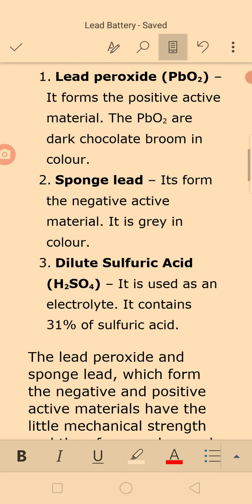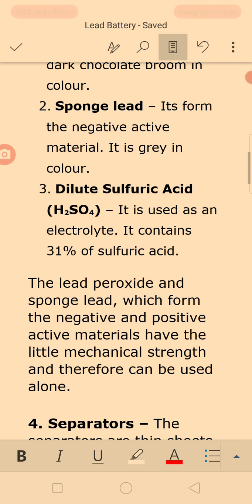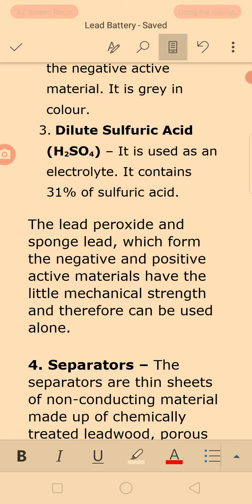Number 3, dilute sulfuric acid. Student, in a lead accumulator we normally use 31% sulfuric acid, made from 18 molar concentrated sulfuric acid. This very dilute solution is used in the lead accumulator.